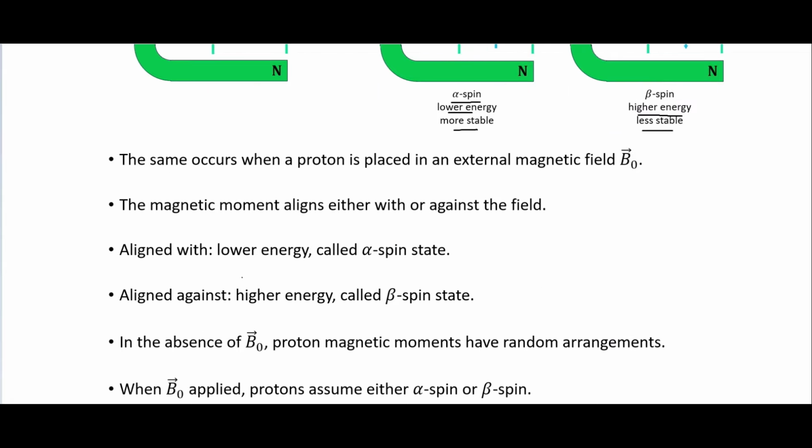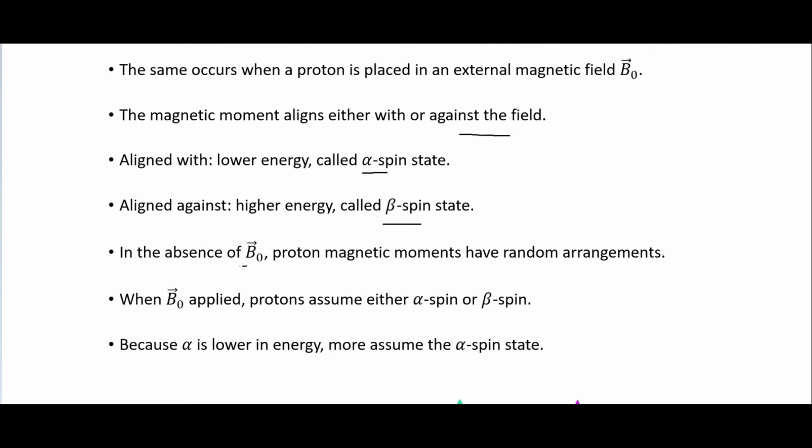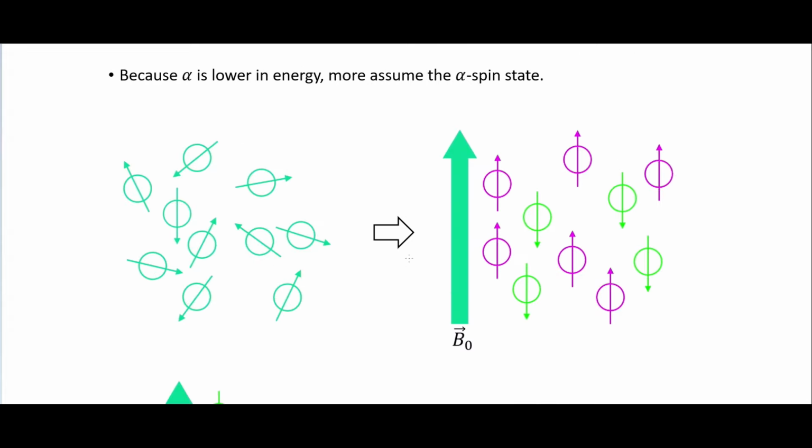And so the same will occur when a proton is placed in an external magnetic field. The magnetic moment aligns with or against the field. When it's aligned with, it's called an alpha spin. When it's aligned against, it's called a beta spin. So in the absence of this B sub naught, which is our magnetic field, the proton magnetic moments have random arrangements, and then when we turn it on, they will align either with or against the magnetic field.